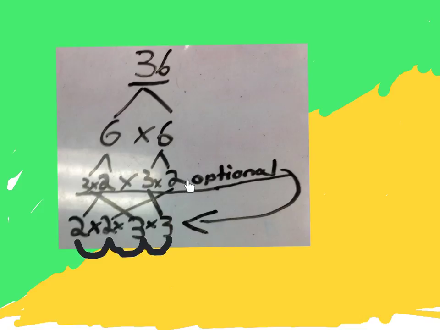But if you're doing this on IXL, they're going to ask you to put the numbers in order. It's optional, but you take the numbers and put 2 times 2 times 3 times 3, which is the same amount of numbers up here, just in order.